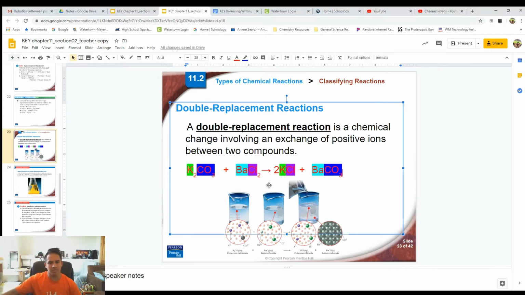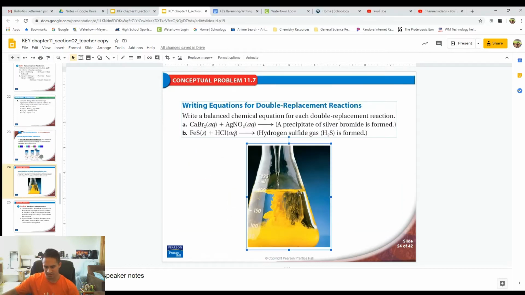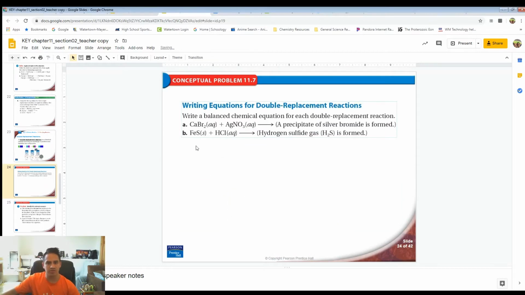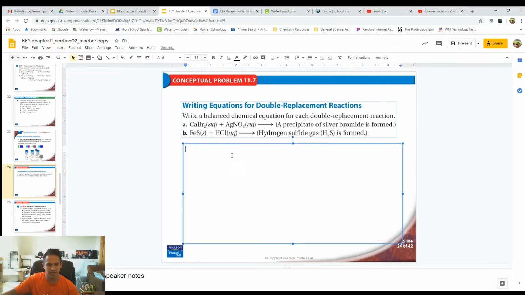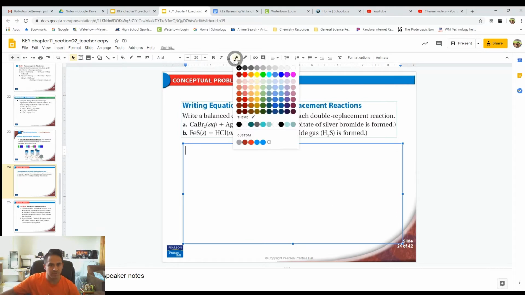Pretty simple. The main thing is that when they swap, you do have to rewrite the chemical formulas, and you have to remember the charges. So I'll show you what I'm talking about in this example. They want us to write the balanced chemical equation for each of these double replacement reactions. So I'll make a text box here, and let's make our font the right size.